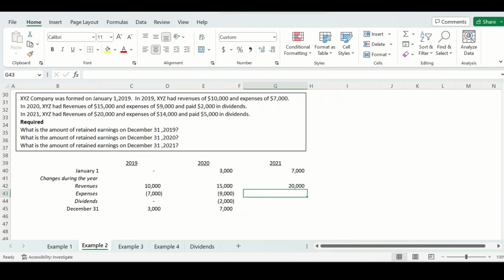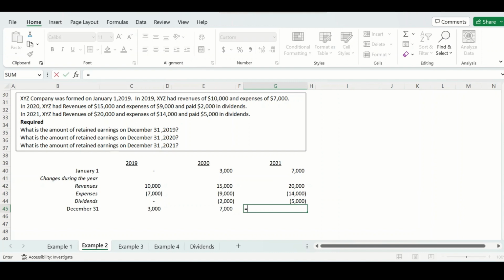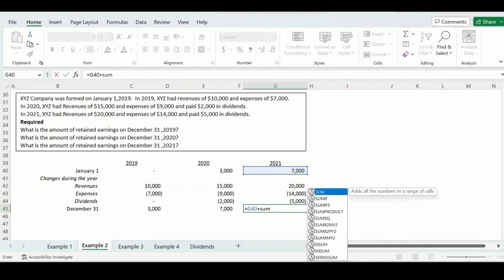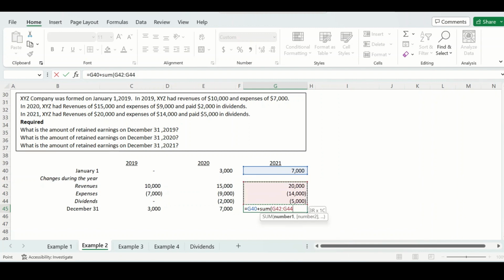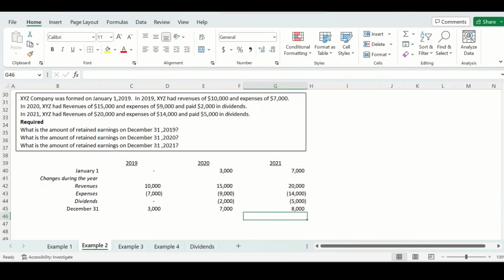Right, and then in 2021, we had revenues of $20,000, so a positive number. Expenses of $14,000. Again, expenses have a negative impact on retained earnings. And then lastly, there were dividends paid of $5,000. And dividends also have a negative impact on retained earnings. So we take our beginning balance, add to that the sum of our changes during the year. And so we have $8,000 of retained earnings for 2021.